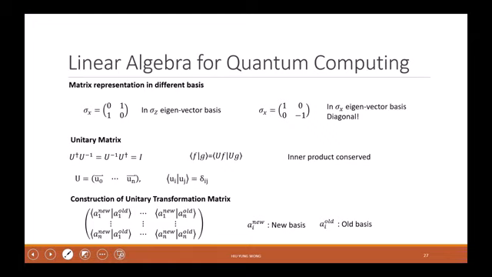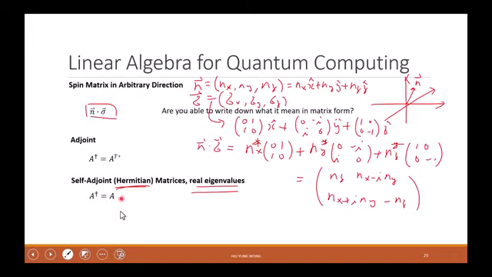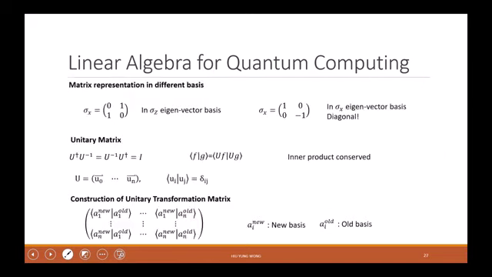Then another property of the matrix is called the unitary matrix. What is a Hermitian matrix again? It is adjoint equals to itself. This is different. Here it says adjoint. Do I do something wrong?